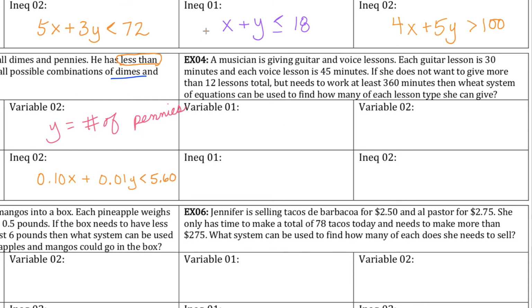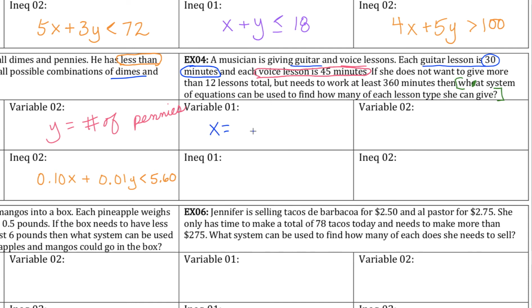So a musician is giving guitar and voice lessons. Each guitar lesson is 30 minutes and so on. It should say, then what system of equations can be used to find how many of each lesson type, guitar lessons and voice lessons. Each guitar lesson is 30 minutes, and each voice lesson is 45 minutes.